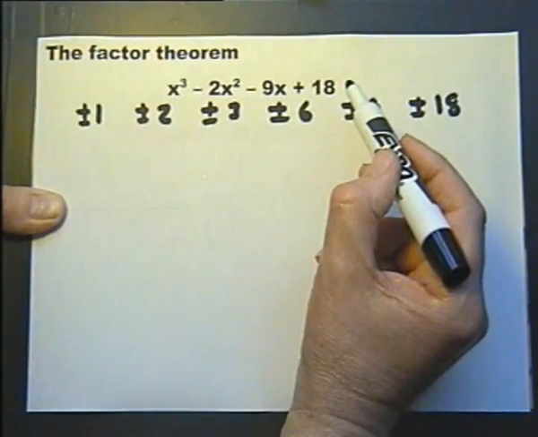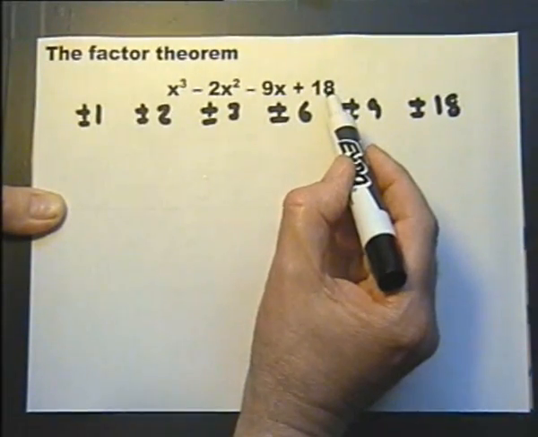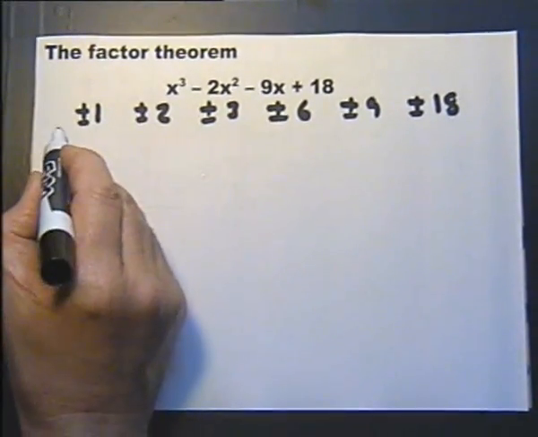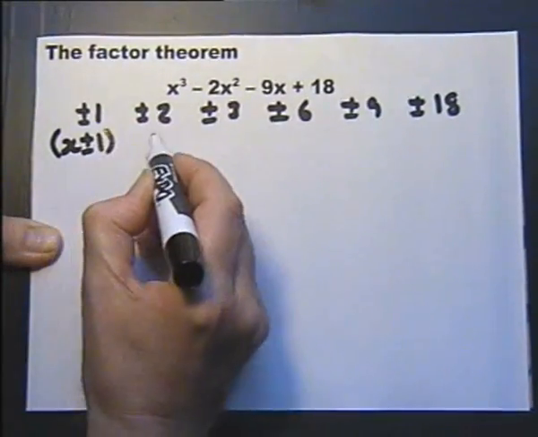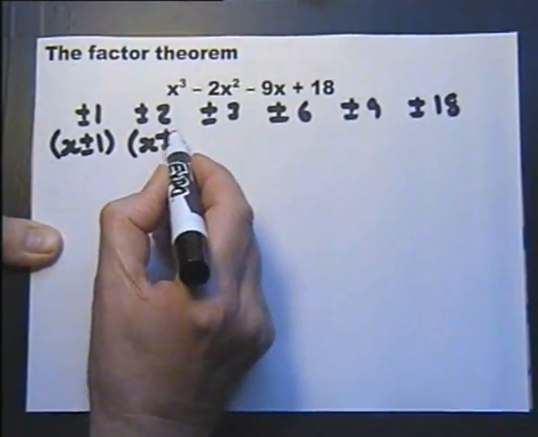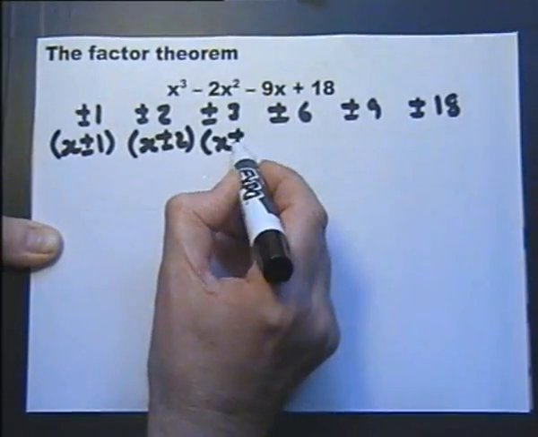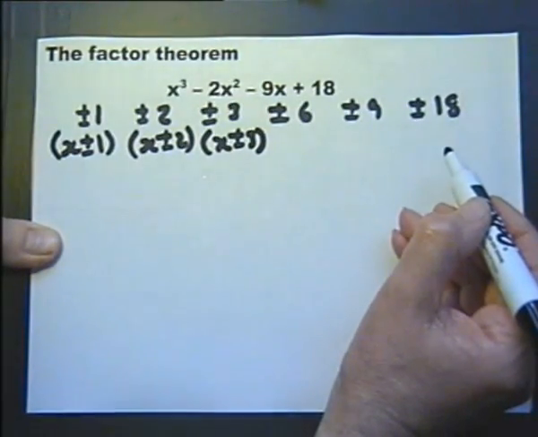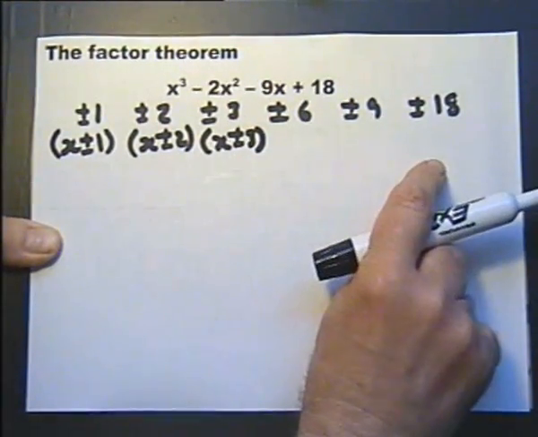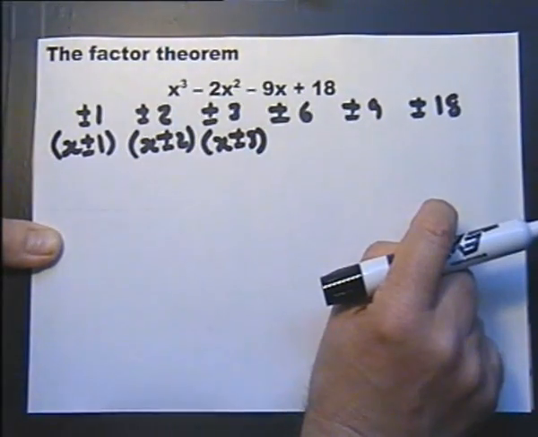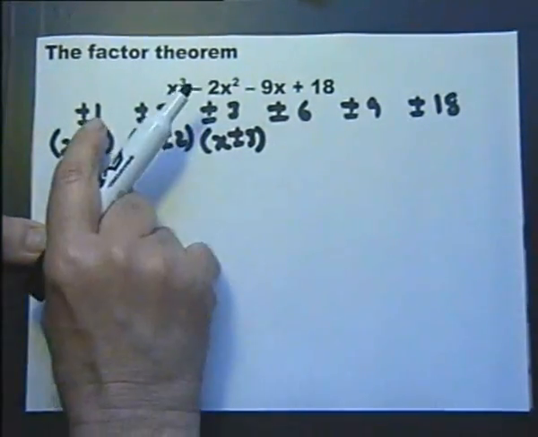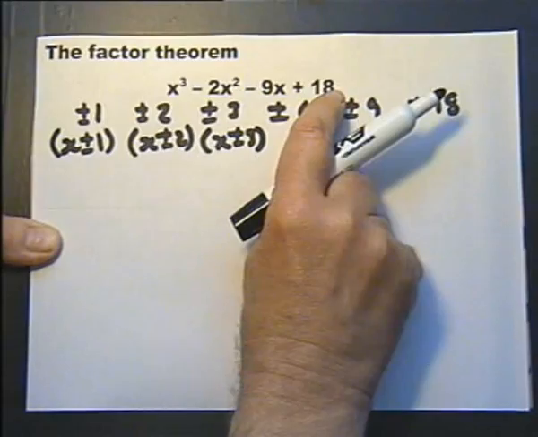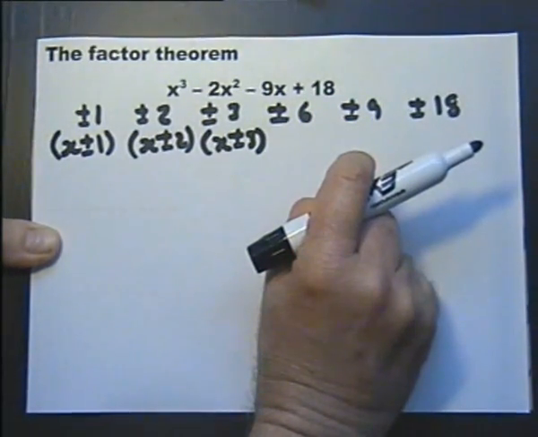Now, assuming that the polynomial does in fact factorise, it means that one of the factors must be at least either x plus or minus 1, or x plus or minus 2, or x plus or minus 3, and so on. There is a quick way of finding out which of these will be a factor. It's called the factor theorem. So we substitute our factors of 18 into the polynomial and see if any of them result in being 0.